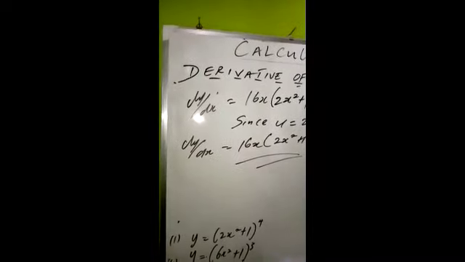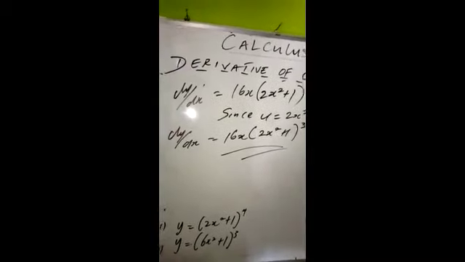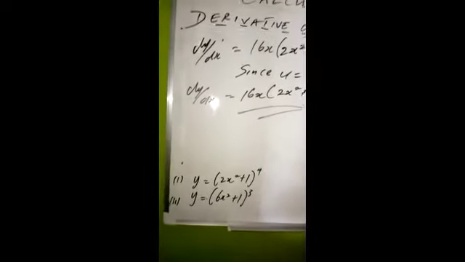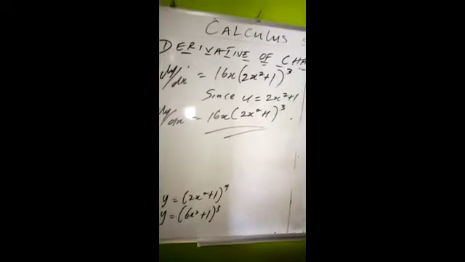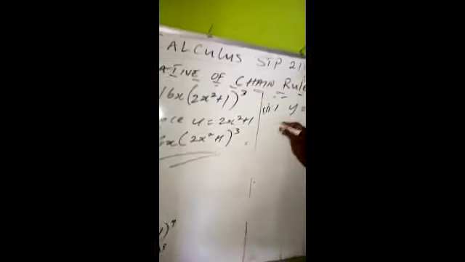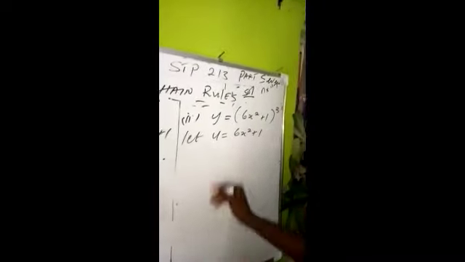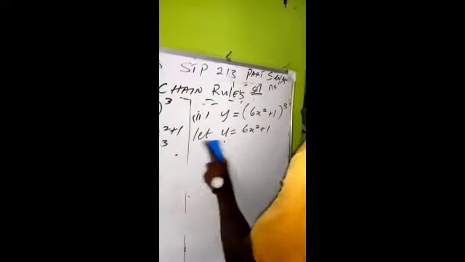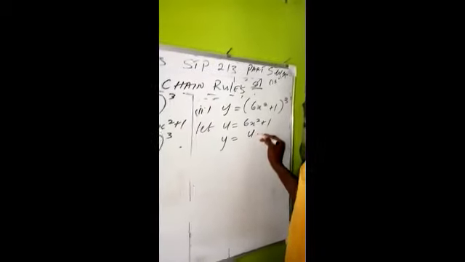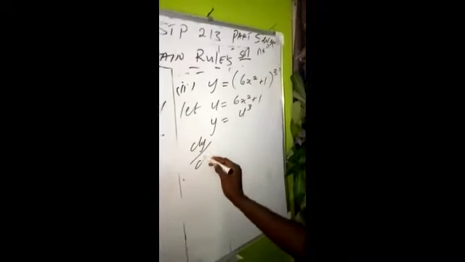Then let's go straight to question number 2. We follow the same procedure. Nothing is much there. So we have y equal to (6s squared plus 1) all raised to power 3. Then let u equal 6s squared plus 1. So then y is equal to, remember, u raised to power 3.